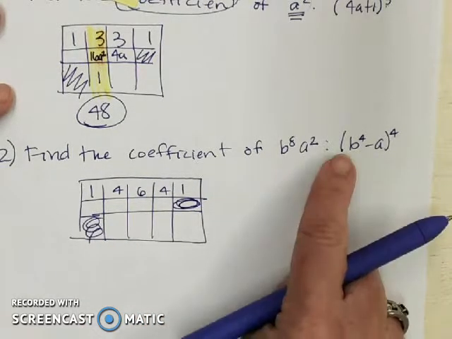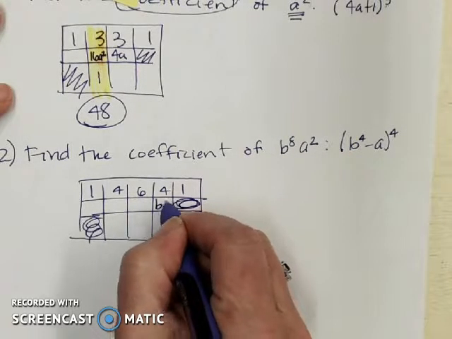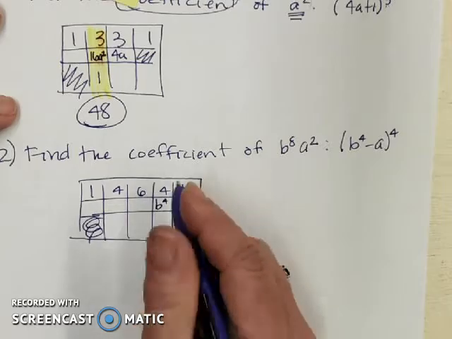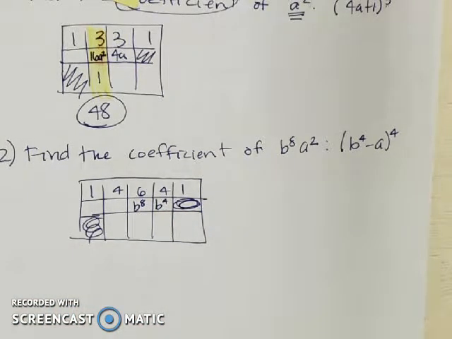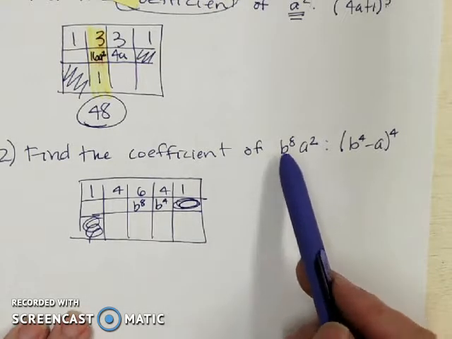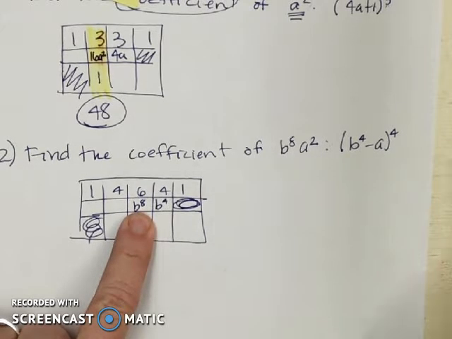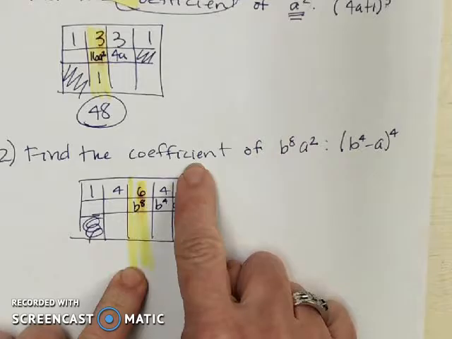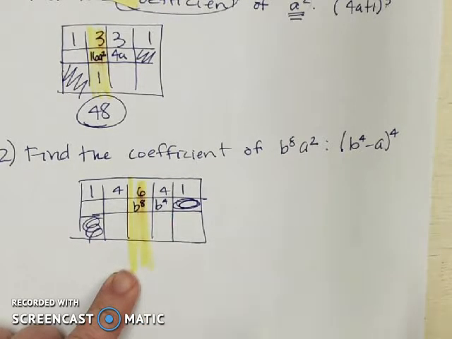I'm going to start here with b to the 4th. Every time I move to the next box, I multiply by b to the 4th. So b to the 4th times b to the 4th gives me b to the 8th. Alright, so if I want the coefficient that's got the b to the 8th term in it, there's my b to the 8th. So I need whatever the coefficient, remember the number on the front of the term, I need the coefficient out of this column. So I don't even need to go any further with this row.